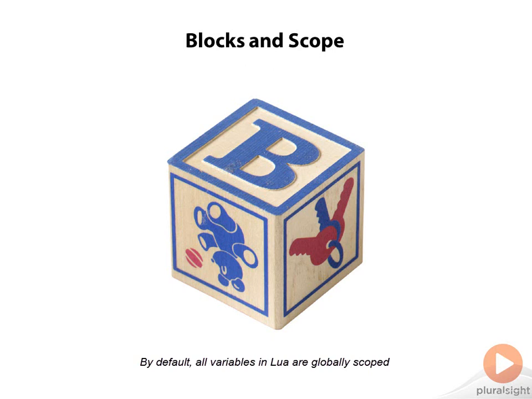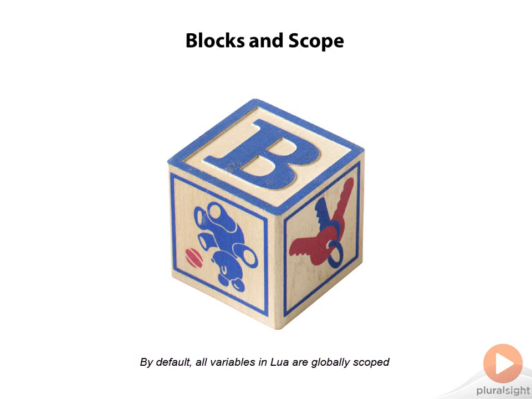By default, all variables in Lua are globally scoped. That means if you assign a variable in one part of your code, that value can be accessed from anywhere else in your code. This is not always a good thing because it can create a mess and allows code to be tightly coupled to other parts of code in your application or script.